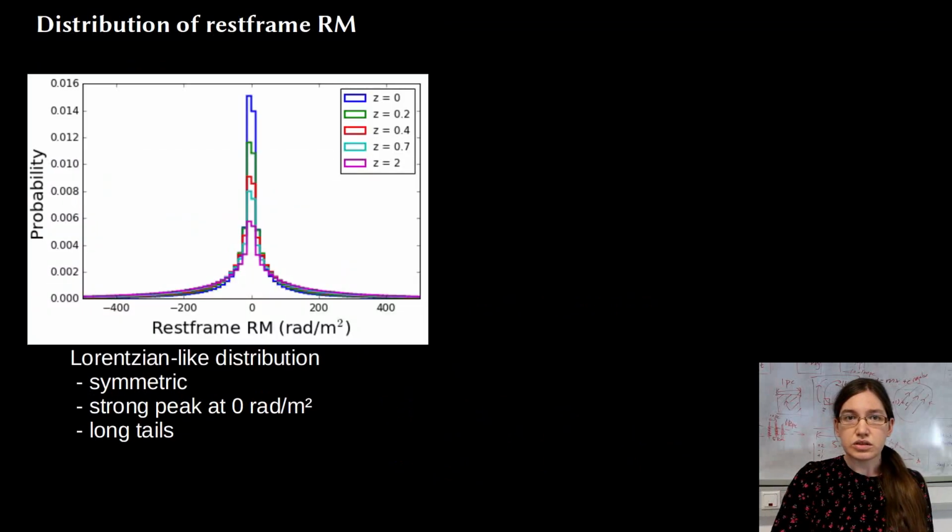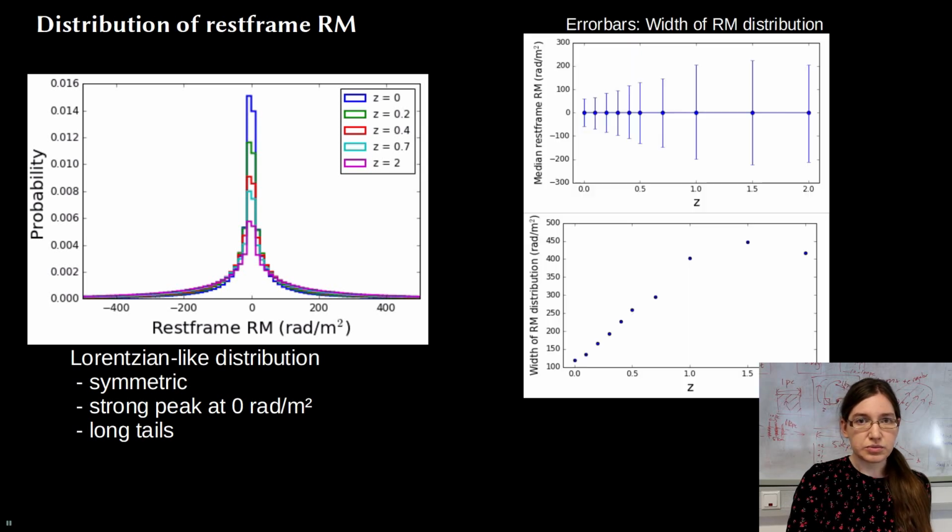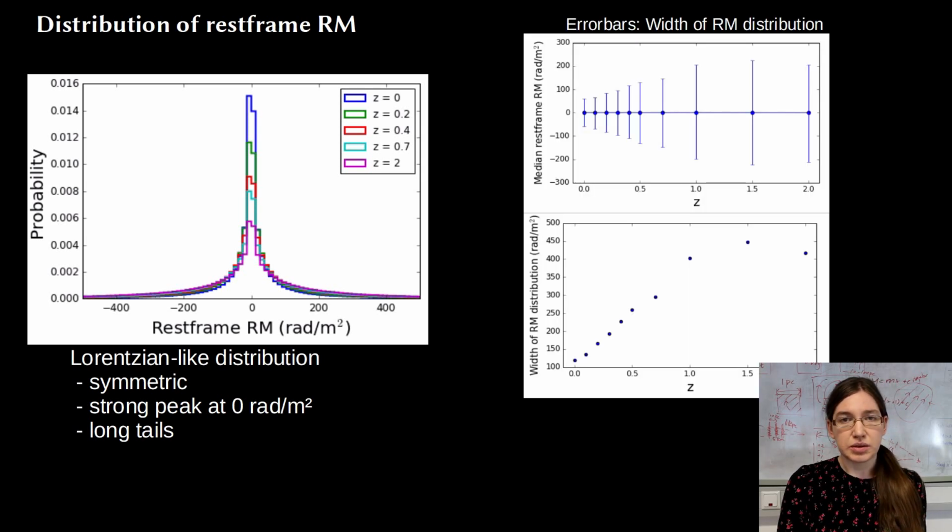The distribution of the restframe RM is symmetrical and with a strong peak at 0 with long tails. The width of the RM distribution increases with redshift until a redshift of 1, where it stops.